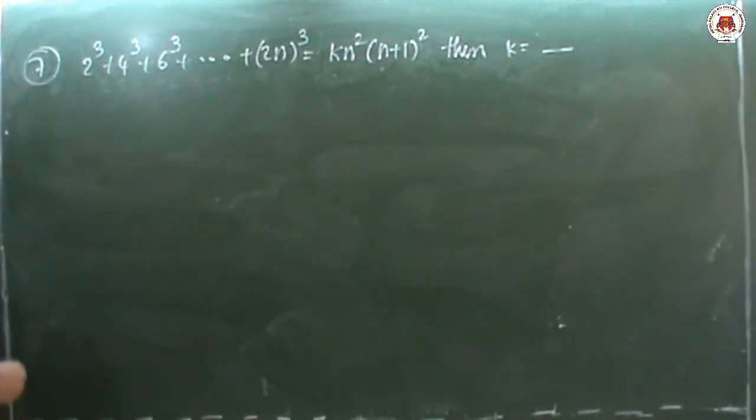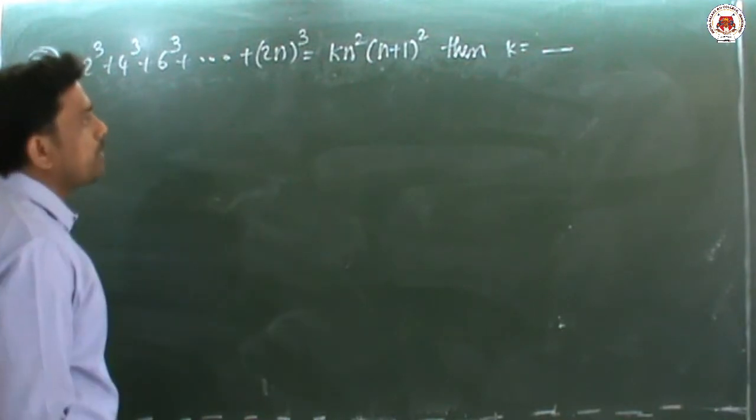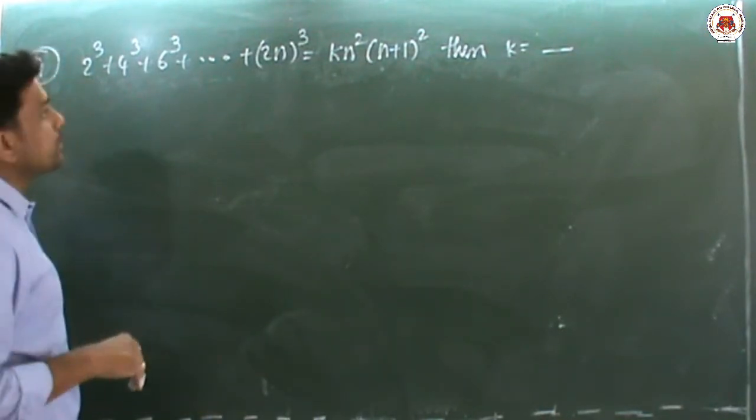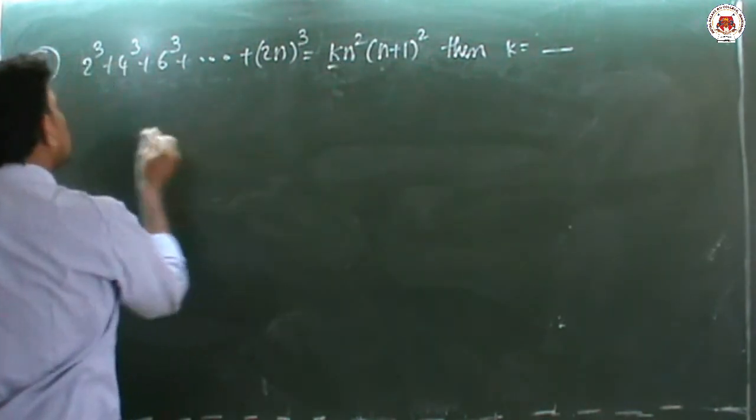So here the options are important, but for this question there is no need to use the options, because he has given these two and is asking for the k value. But the same procedure.